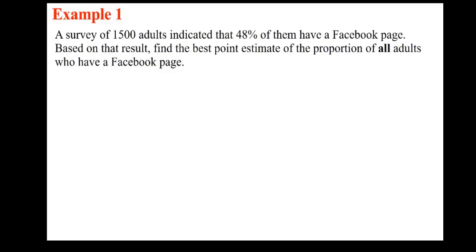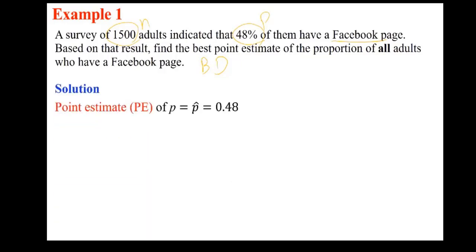Now, what is given? It is important to understand we are dealing with a binomial distribution. Why is that? You have it or you don't. You have a Facebook page or you don't. There are two outcomes. So if that is a binomial distribution, we need to know two things. What is the value of n? 1,500. And what is p? 0.48. And so practically we're done, as long as we recognize that the point estimate, or PE for short, for p is p hat, given as 0.48.